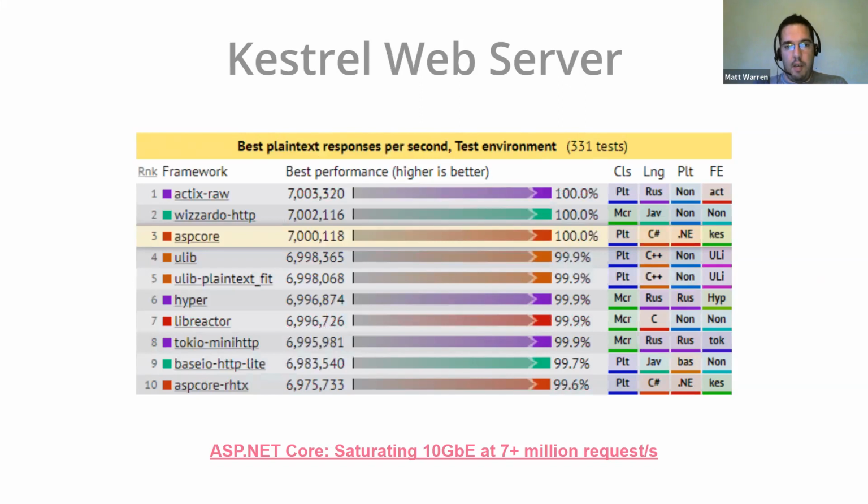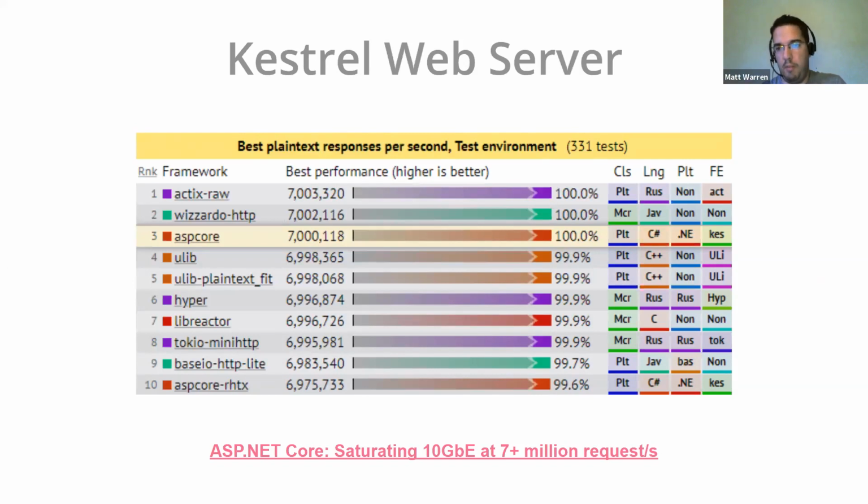So this is the TechEmpower benchmarks, and we're talking here about a very straightforward plain text application. So it's not saying that we're always going to get the 7+ million requests a second. This is like the Hello World benchmark. But the point is that now ASP.NET Core, or .NET Core in general, I suppose, is showing up high up in the list.